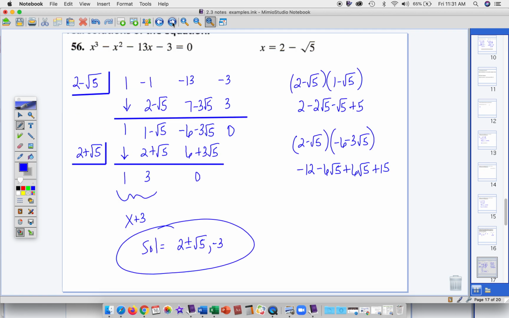Okay, here we go. So I did the first division and I got remainder 0, which is good. That's what I'm expecting. Here's my work over here on this side to multiply 2 minus root 5 times 1 minus root 5. Okay, that gave me this product here.